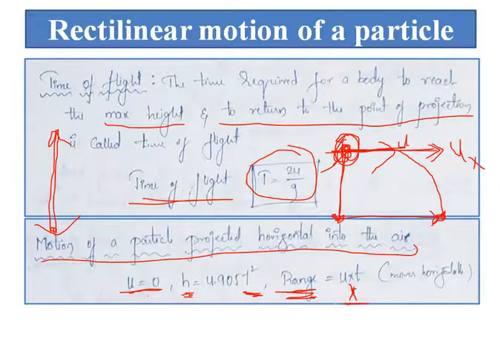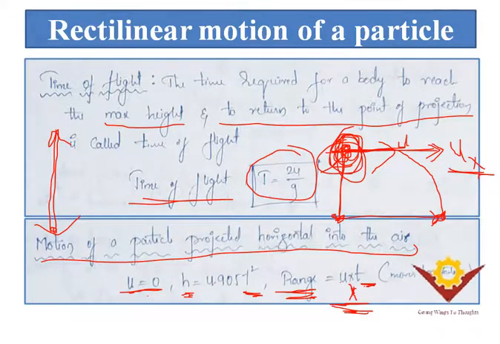This is the velocity in horizontal direction, not the velocity at this particular point. That is, this velocity into the time it took. By that you are going to get this range. Clear? And here you have to remember one important point.